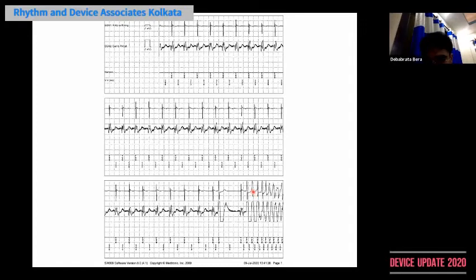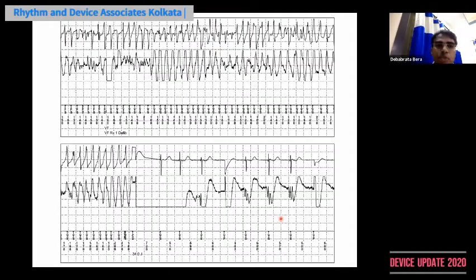Now, if you look at each beat, especially in the far field, you see there are subtle changes in each morphology. So we will call it a polymorphic VT. In the presence of long QT, we could have called it torsades, but we know this patient has a normal QT. So we will call it a polymorphic VT, which continues here. Now it is very, very clear. Some might feel this one is noise, but this is what you see in polymorphic VT.